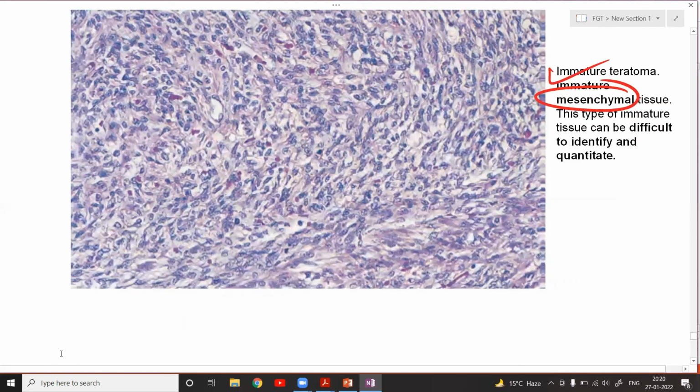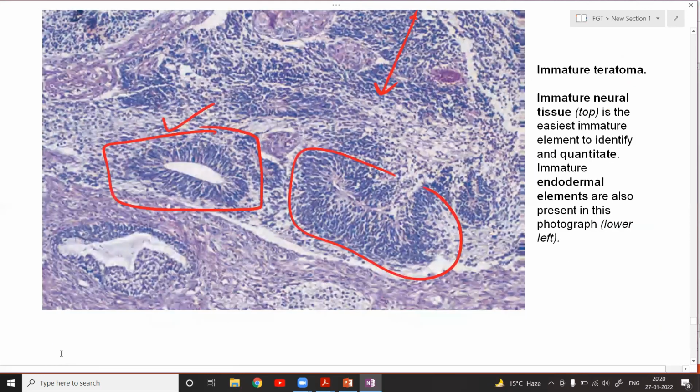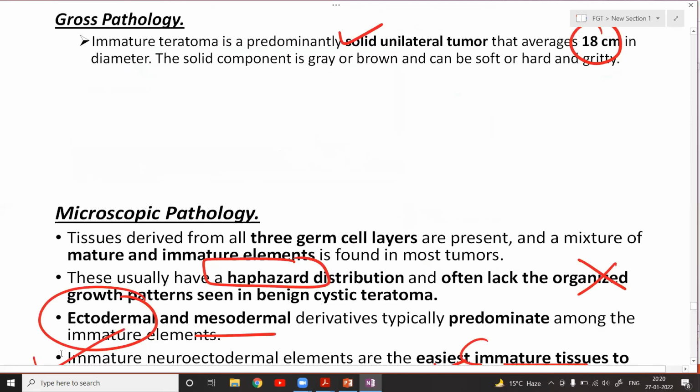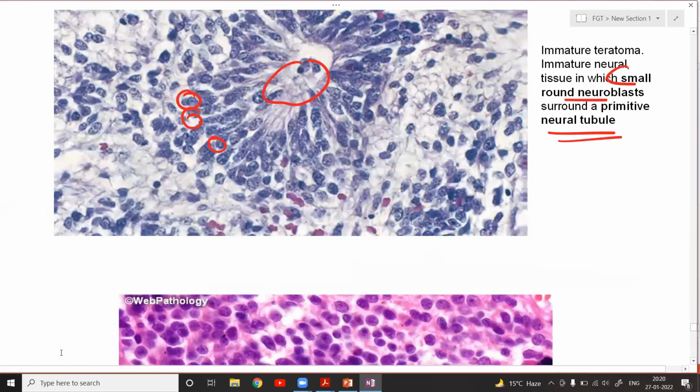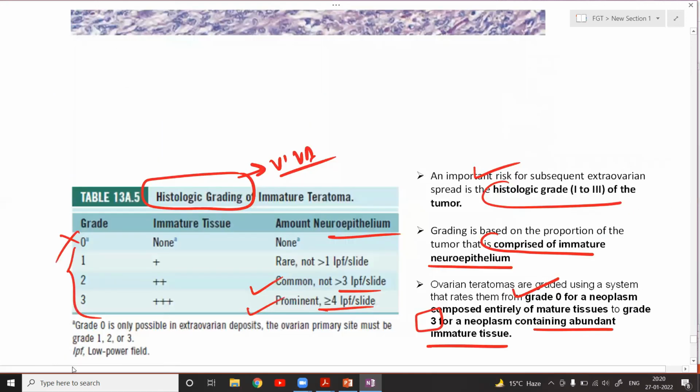Okay. So is this clear to everyone about immature teratoma? Any doubts with regard to immature teratoma? Yes, is anyone having any doubts with regard to immature teratoma?